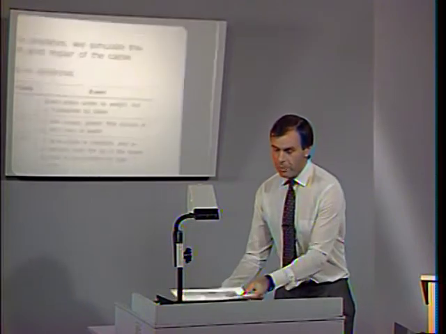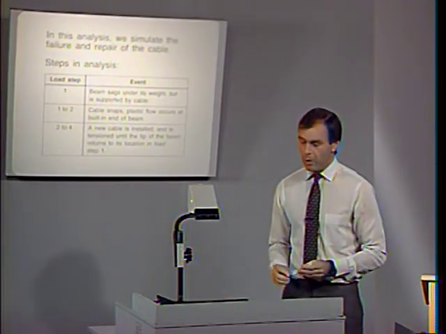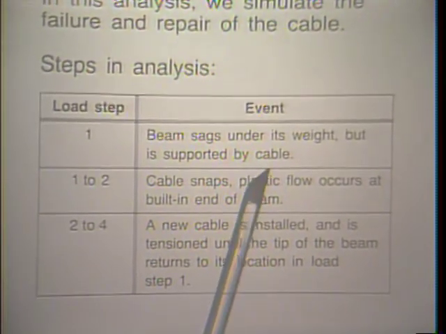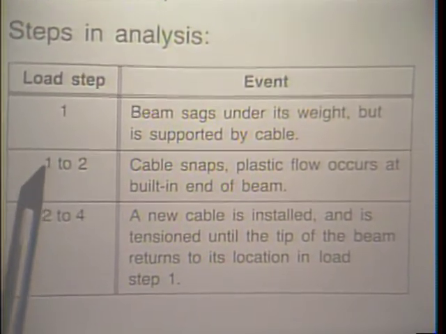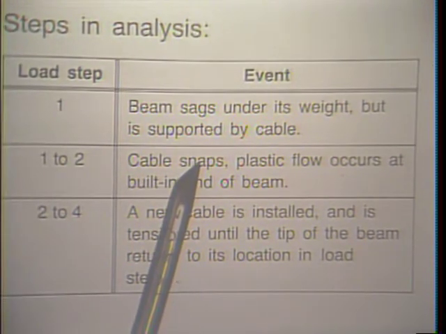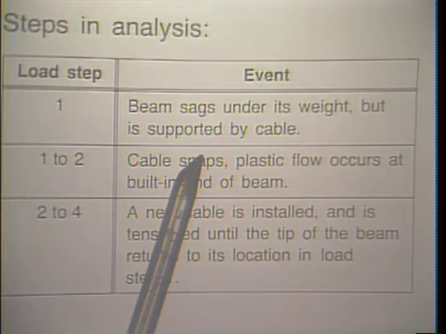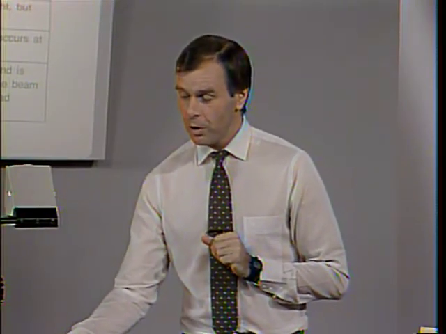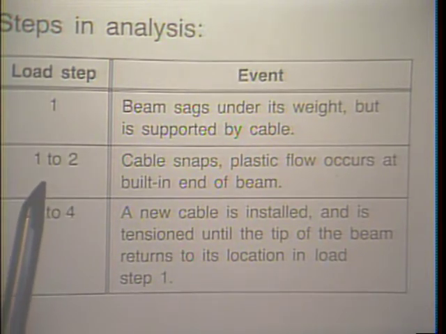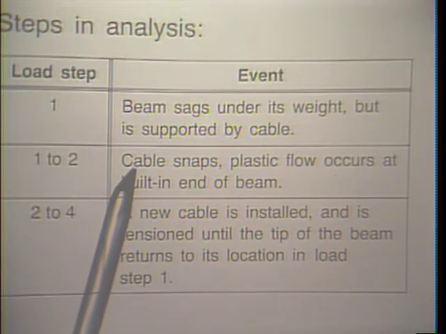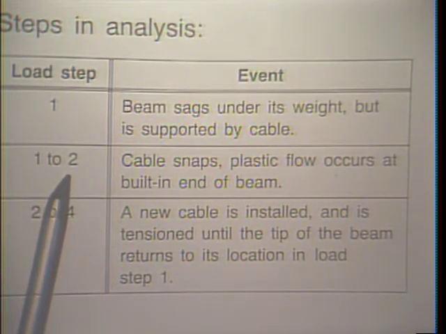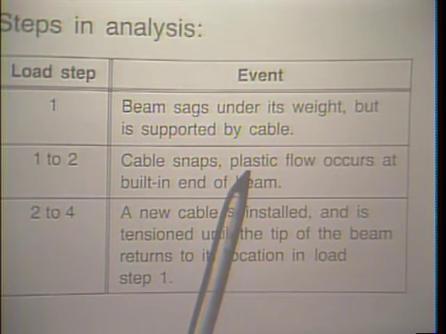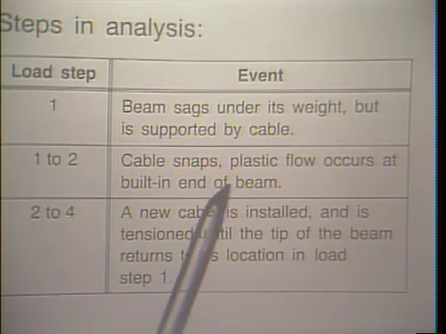In this analysis, we simulate the failure and repair of the cable in the following way. In load step 1, the beam sags under its weight but is supported by the cable. From load step 1 to 2, the cable snaps. In other words, for example, if delta t is equal to 1, the time step delta t that we talked about in the earlier lectures, then at 1, this would be the load condition. And at time 1.5, the cable would snap, so that at time 2, at the end of the second load step, the cable is not anymore in the system, in the finite element system, and the beam now sags, it undergoes plastic flow at the built-in end.